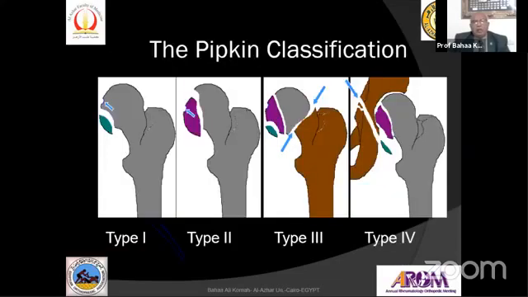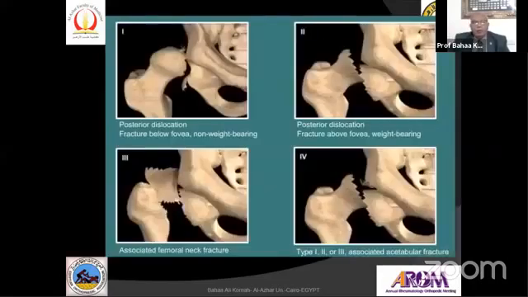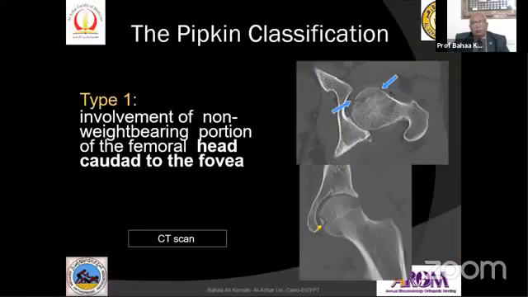This diagram shows the Pipkin classification. Type 1, inferior to the fovea, non-weight bearing area. Type 2, above the fovea. Type 3, type 1 and type 2 with fracture of the neck. Type 1 and type 2 with fracture of the acetabulum is type 4. This is a diagram presenting posterior dislocation with the fracture, non-weight bearing type 1, type 2, type 3, and type 4. We will go through some X-rays just to be familiar with these types in different modalities.